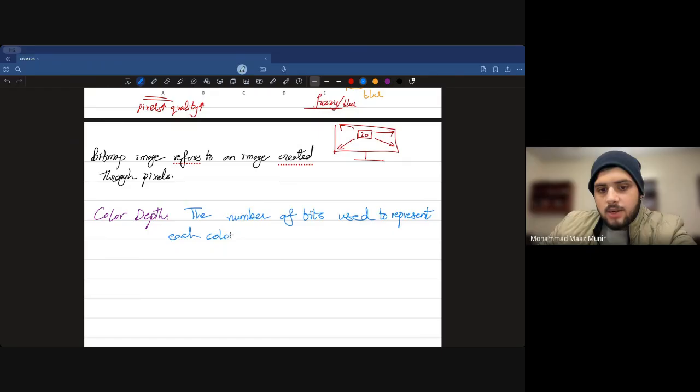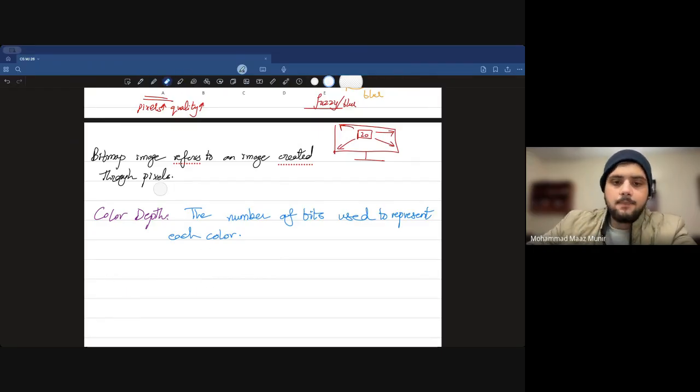Now you might be wondering, okay, I get that, this is a very straightforward thing. But what do we mean by this statement, number of bits used to represent each color? Isn't it that if I have to represent green, it's going to take just one bit, and if I have to represent red, it should also be one bit, and so on? But in reality, there's a big difference.